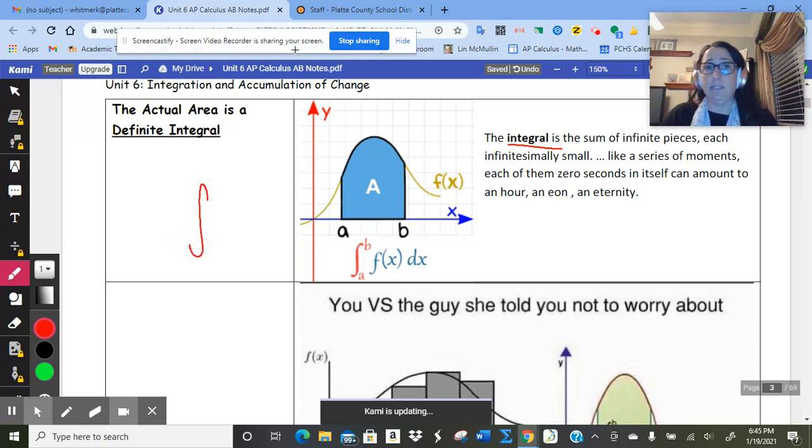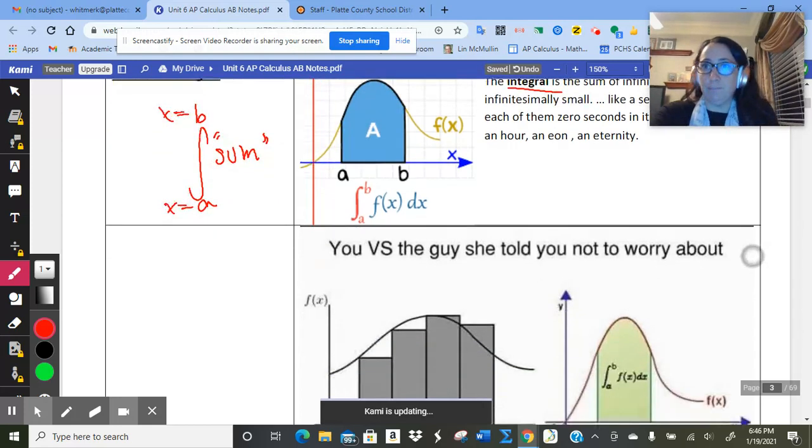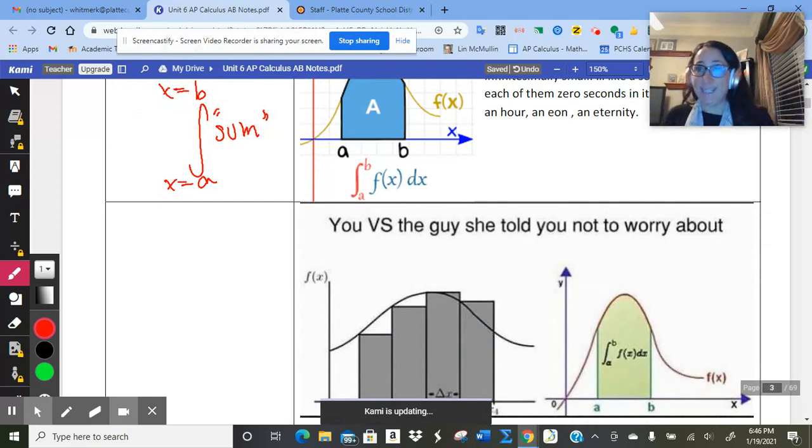This integral is telling you that you are summing. Okay, that's what it's kind of telling you to do. But you're summing infinite amounts of pieces between x equals a and x equals b kind of thing. So that's what an integral is kind of doing. Super, super cool. That's like instantaneous area.